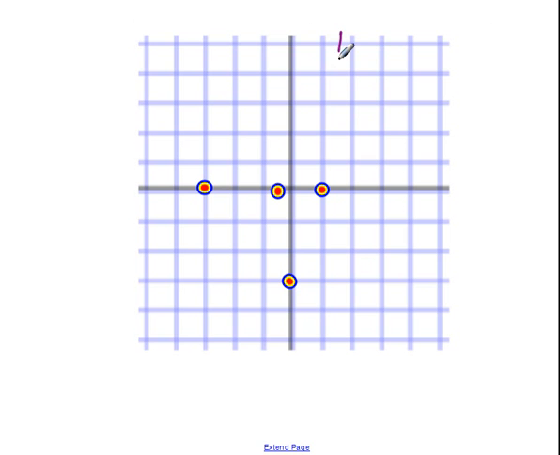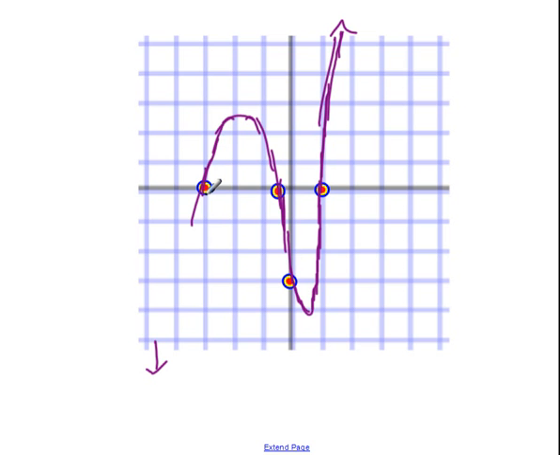Alright, we said it started out positive and it ends up negative, so it's going to be kind of swooping on through here. So we're going to go on down. Oh, that started out so bad. Swoop down, we're going to come back up through here and back on down.